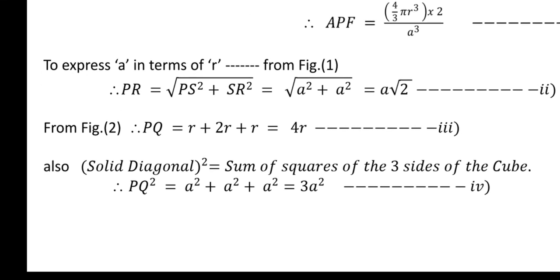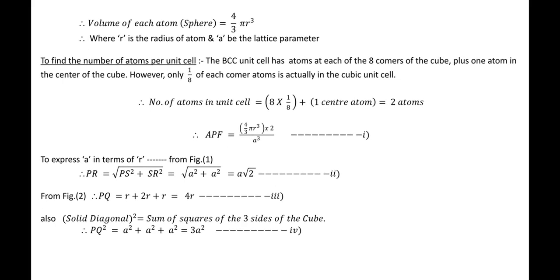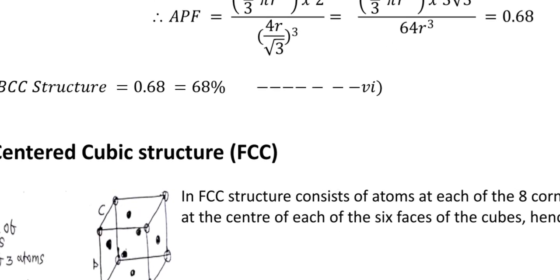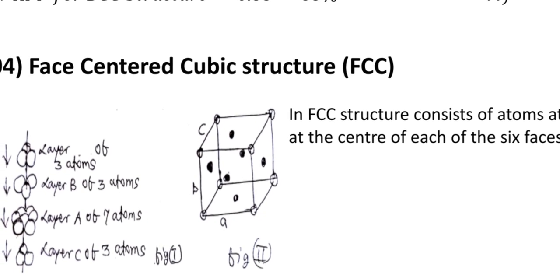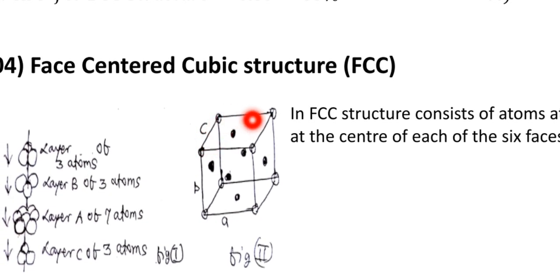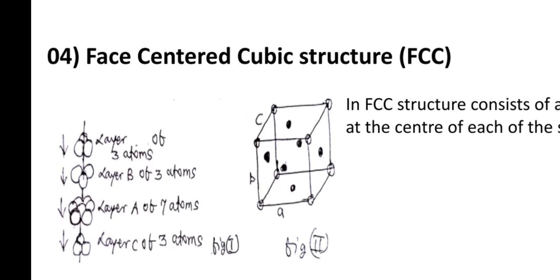here FCC means, in a cube there are total 8 corner atoms, and the cube has 6 faces. So on each face at the center there is one atom. I told you during the solidification the atoms arrange themselves in layers. So in this layer there are 3 atoms, again 3 atoms. In this layer there are total 7 atoms, and in the last layer again there are 3 atoms.